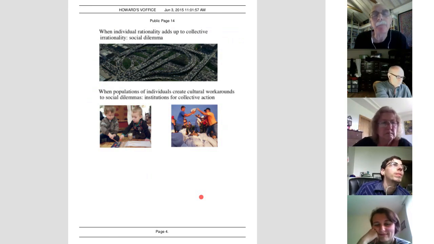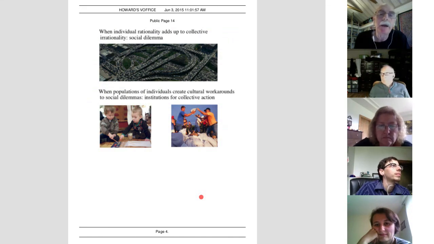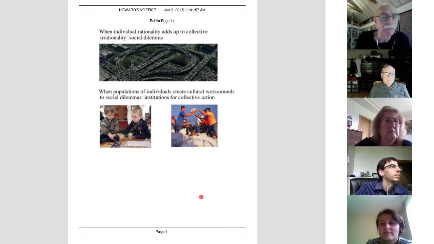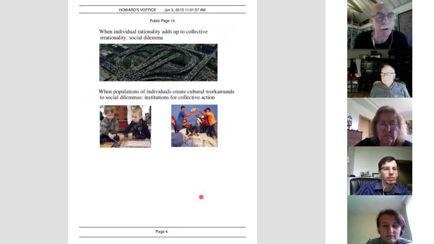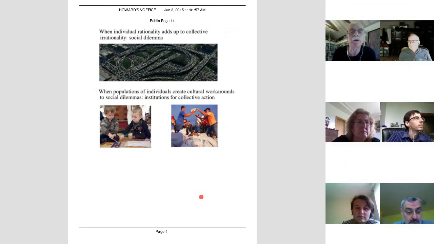I've got a picture of a traffic jam there because it's rational to jump in your car. I'm getting a little bit of an echo, so if somebody doesn't have a headset, you might want to mute your microphone until you want to talk. But when everybody gets in their car, we get what you see there, a traffic jam. And the tragedy of the commons is an example of individual rationality aggregating to collective irrationality.